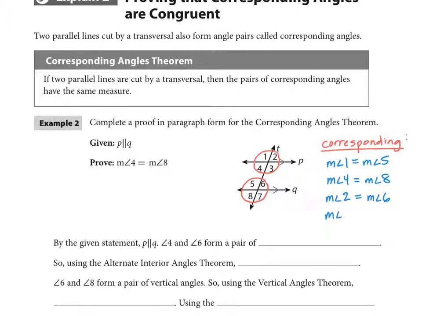And finally, measure of angle 3 and 7. So we have a ton of pairs of corresponding angles, and that's the end result.